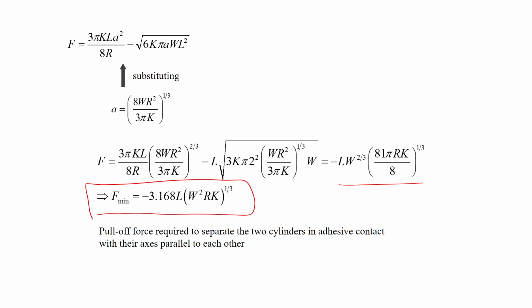So, this is basically the pull off load, the pull off force that is required to separate the two cylinders in adhesive contact with their axes parallel to each other, or let us say a cylinder and a flat plate. That is the way it comes out to be.